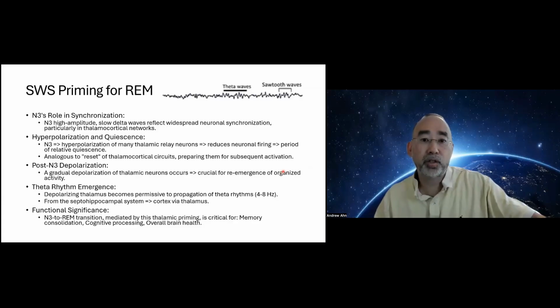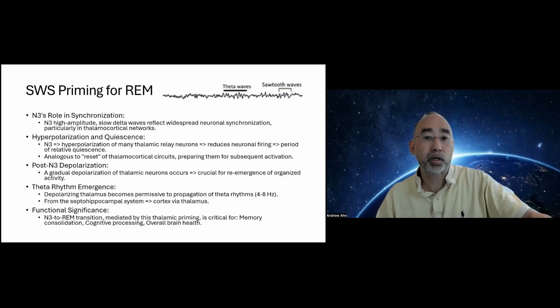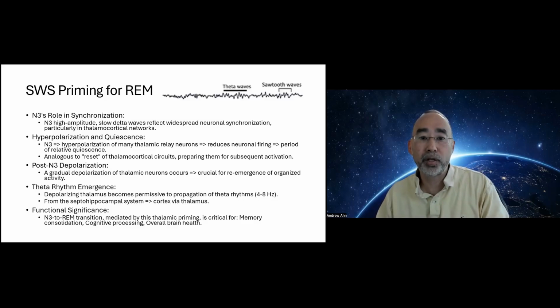And this can certainly be seen from a neural level. Non-REM prepares for REM by priming the thalamocortical network. During N3, the high amplitude slow delta waves reflect widespread neuronal synchronization. And this leads to hyperpolarization of the thalamic neurons, creating a period of quiescence or reset.